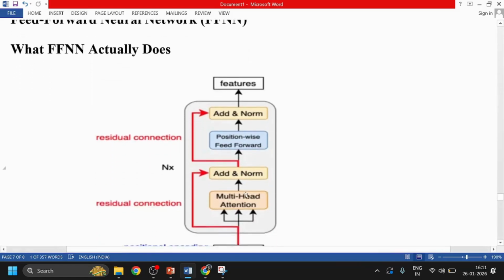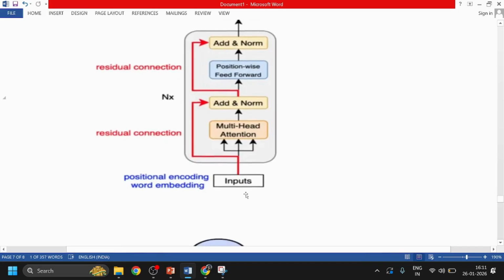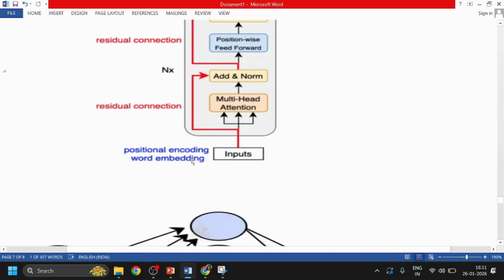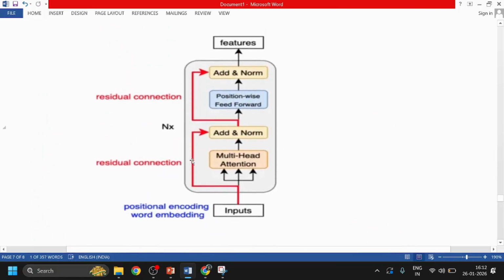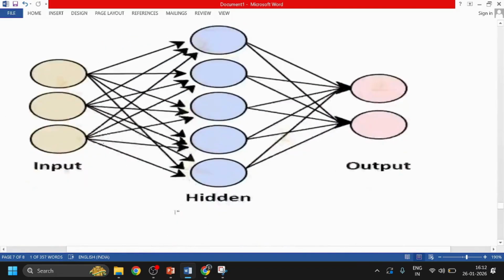And after this, positional encoding. The transformer reads all the words at the same time, so it has no natural sense of order. Without positional encoding, word order would be lost.